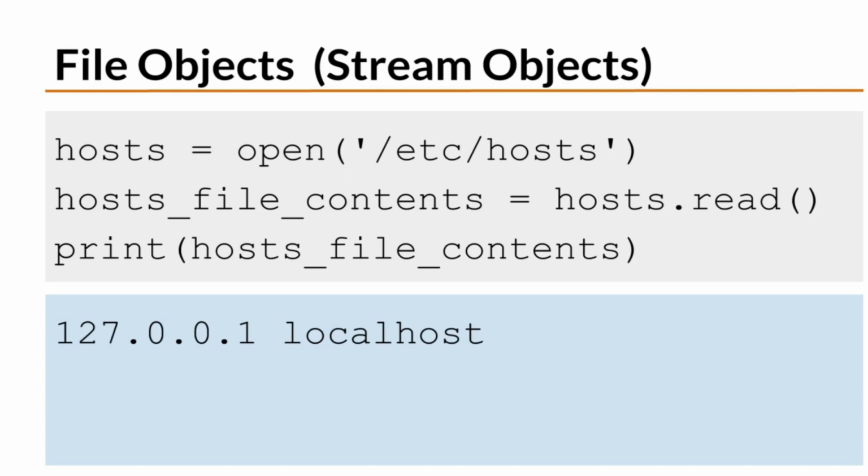To read the entire file at once, use the read method on the file object. The read method returns a string containing the file's contents. In this example, we use the open built-in function to open the etc hosts file. We assign the file object to the host variable. Next, we store the contents of the host file into the host_file_contents variable by using the read method on hosts. Finally, we print the contents to the screen. In this example, the etc host file only contains one line, which is displayed at the bottom of your screen.